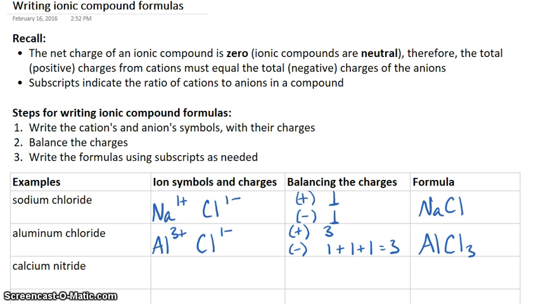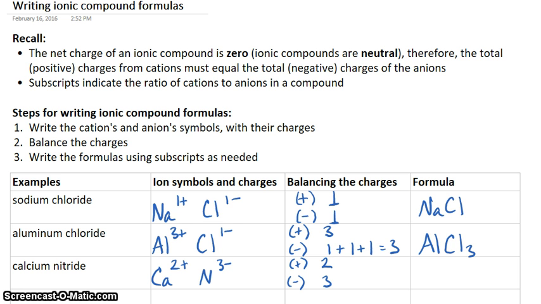Next example is calcium nitride. The symbol for calcium is Ca, and it's got a charge of 2+. The symbol for nitride is N, and that has a charge of 3-. Let's look at the positive charges. 1 ion of calcium has a charge of 2. On the negative side, one ion of nitride has a charge of 3.